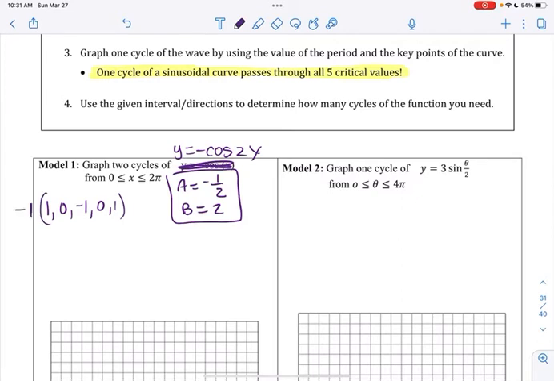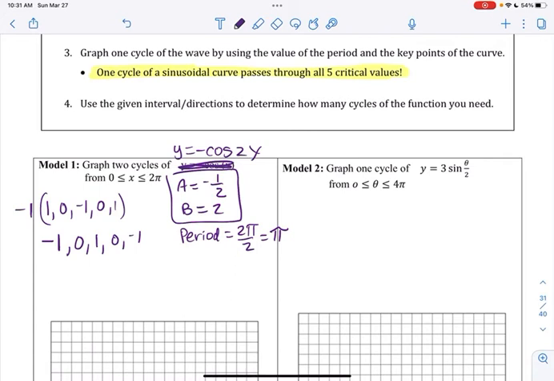All of those have to get multiplied by my a. So my new critical values are -1, 0, 1, 0, and -1. Here's the thing though. B is 2, so we got to talk about my period. My period is how long it takes to have one complete cycle. My period is 2 pi over B. 2 pi over 2 equals pi.